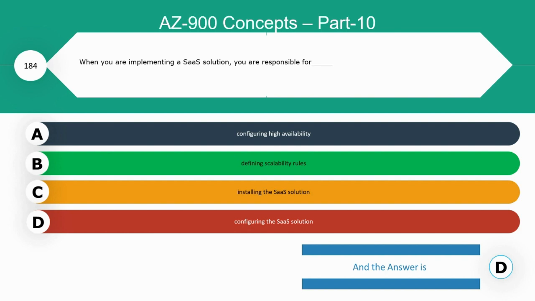Here, you are primarily responsible for configuring the solution. So when you are implementing a software as a service solution, you are responsible for configuring the SaaS solution. Everything else is managed by the cloud provider. And also note that SaaS requires the least amount of management. And so D is the correct answer.